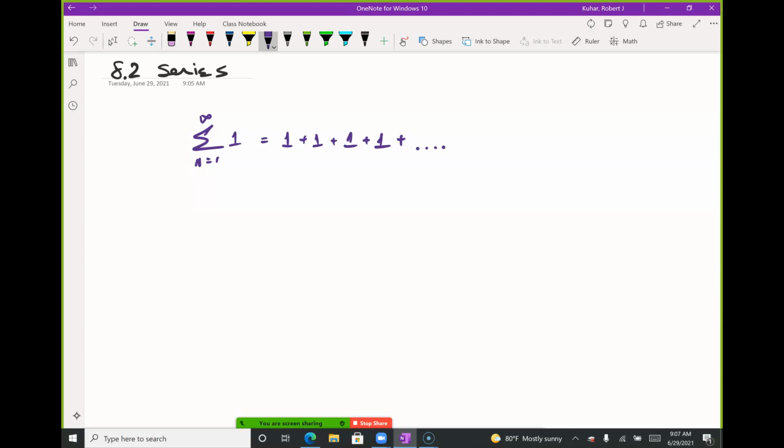And then of course we're going to be talking about, does this one converge or diverge? Of course it diverges, right? If I add any single number up an infinite number of times, except for 0, it's going to diverge.